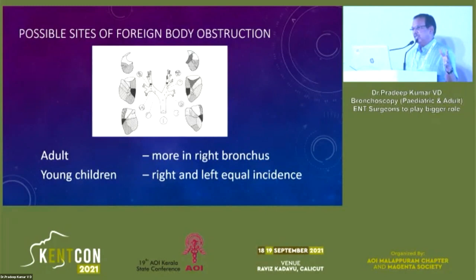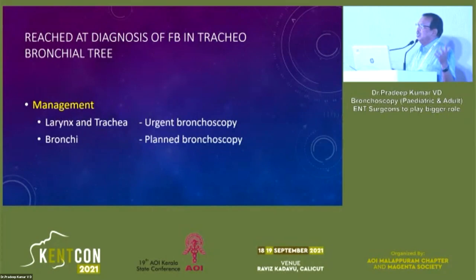The right bronchus has almost a 25 degree angulation from the line of the trachea, but the left is a little more acute. It is 45 degrees on the left side. So in adults, it's more common in the right bronchus, but in children, the incidence of foreign body is equal on both sides. Now you have reached a diagnosis. Something has gone into the trachea and bronchi.